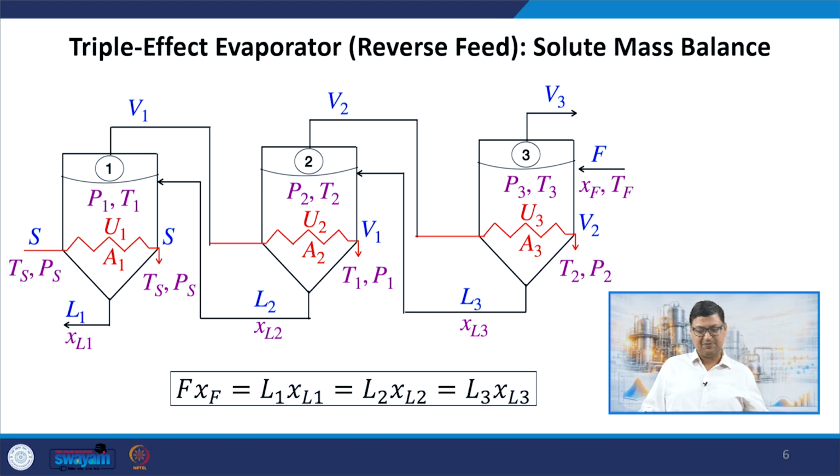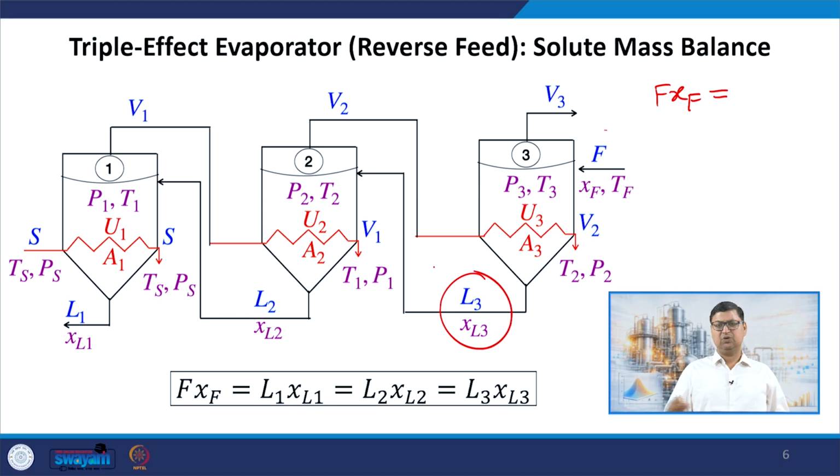The solute mass balance is pretty much unchanged, right? The way we have written it can be opposite of that, but in the end the equation is not changing because F xf, where the feed enters the last effect, is the amount of solute in the feed. That is equal to whatever is going out in the liquid leaving the third effect, and there is of course no solute in the vapor. So this becomes L3 XL3.